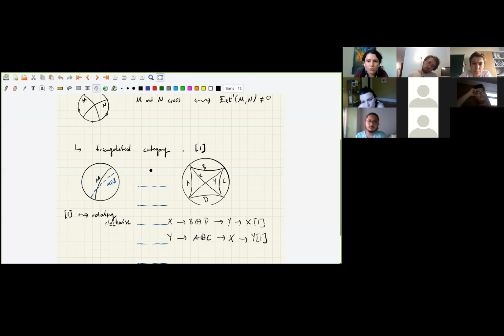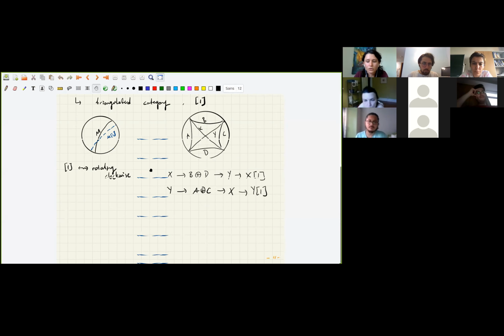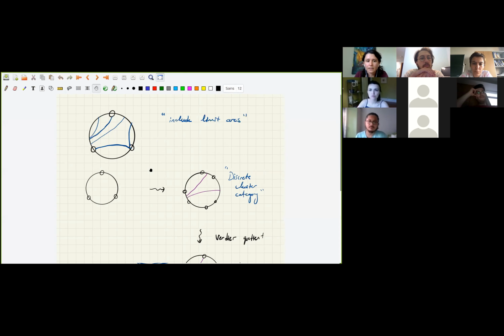So these were already introduced, but what we wanted to do with Charles Paquette is to include these arcs. They can go from one accumulation point to another accumulation point, or from one accumulation point to a regular marked point. So we wanted to include limit arcs. We wanted to introduce a category which is bigger than the discrete cluster category, so that we have objects corresponding to these arcs as well.